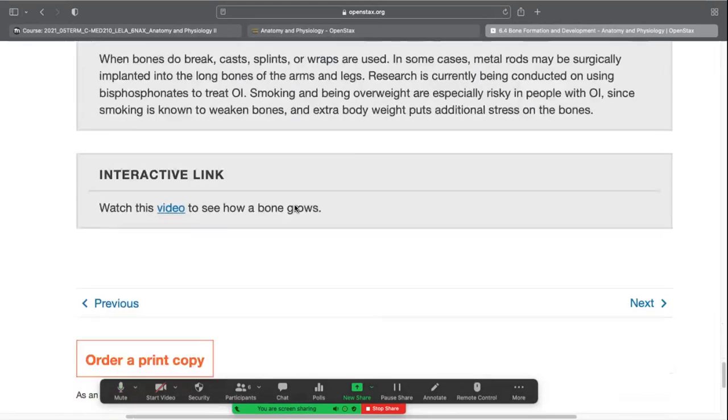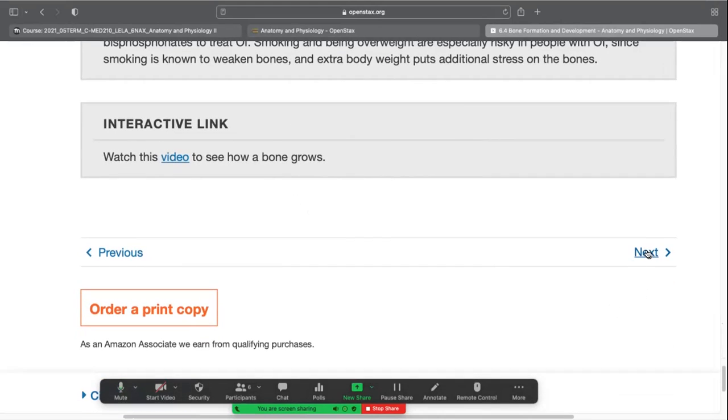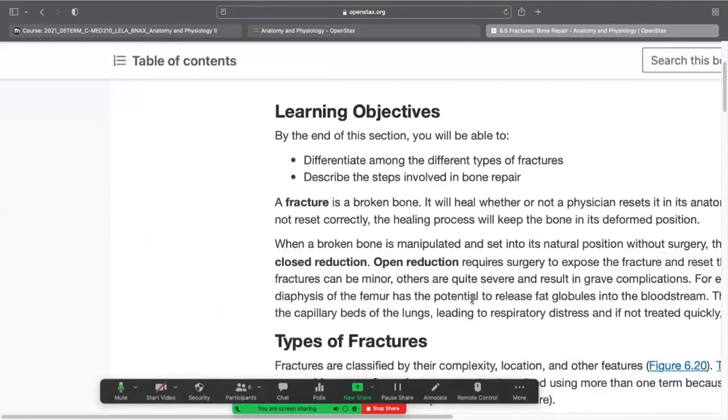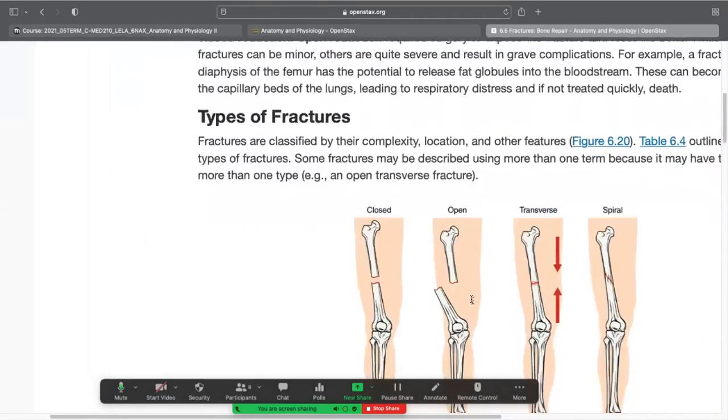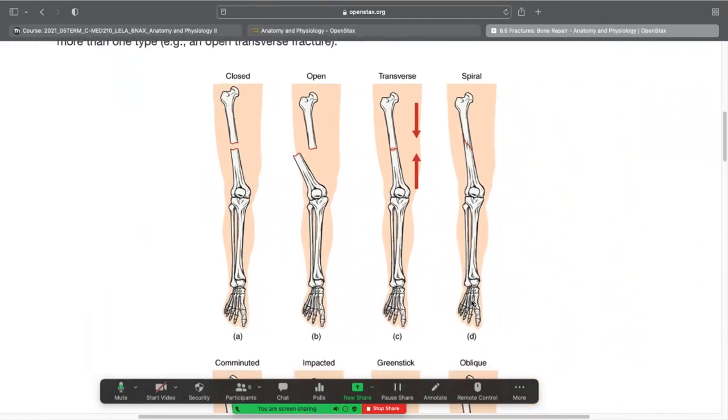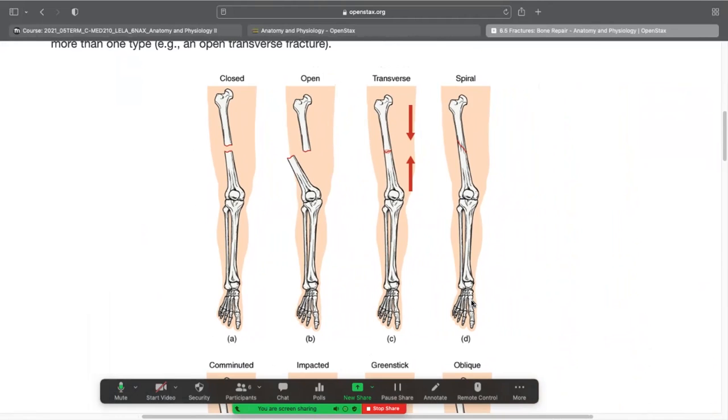So again, too much of a good thing, bad. Too little of a good thing, bad. There must be balance. Now, this is what happens when you become unbalanced. You get fractures. You have closed versus open. Of course, open is when the fracture is sticking out of your skin. This has massive potential for infection. We like closed better because it's not breaking into the skin, so all the bacteria on the outside stay on the outside.